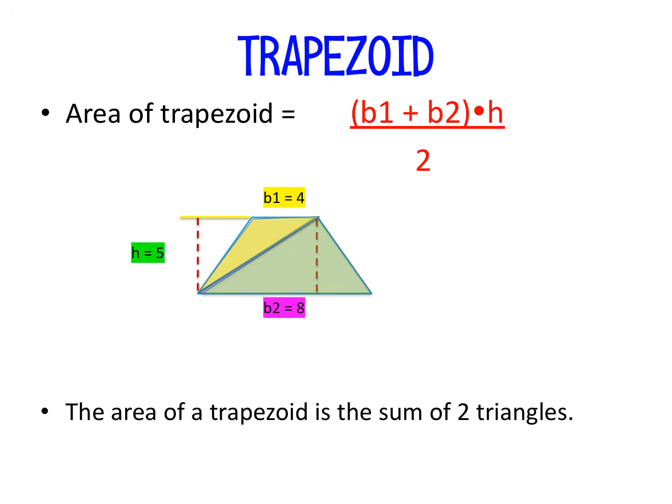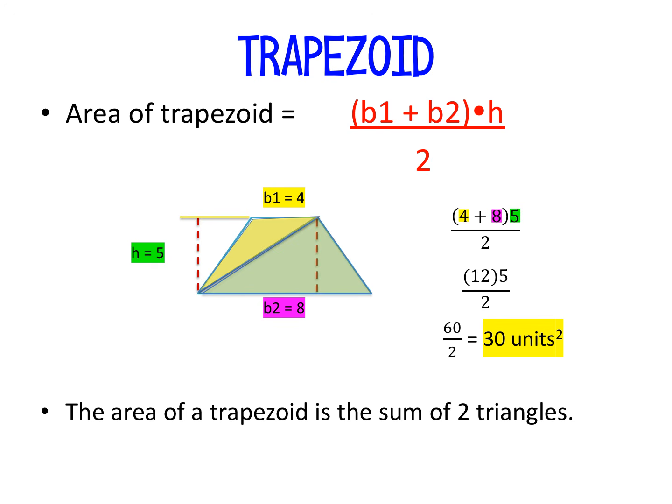Here's an example. Base 1 is 4 and base 2 would be 8 with a height of 5. We can substitute and solve. Base 1 is 4 plus base 2 is 8, multiplied by 5, which is the height, divided by 2. So we have 12 times 5 divided by 2, or 60 divided by 2, which is 30 square units. The area of triangle 1 would be 10, because 4 times 5 divided by 2 is 10. The area of triangle 2 would be 20, because 8 times 5 divided by 2 is 20, and 10 plus 20 is 30 square units.